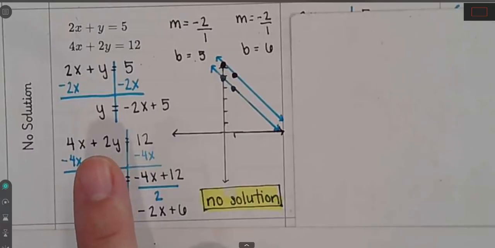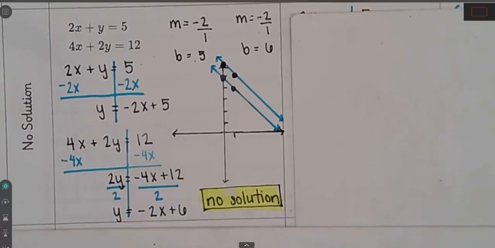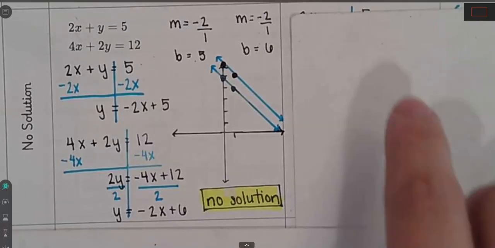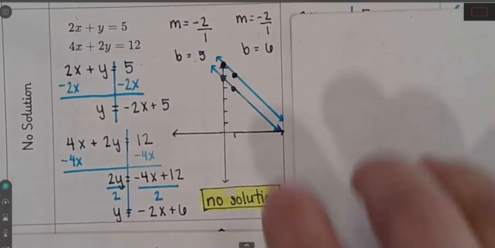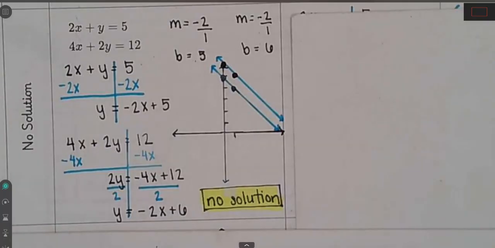Hey, Mia, wait for Carmen to come back. I don't want you guys both out at the same time. So for this one, subtract 4x from both sides. We've got 2y equals negative 4x plus 12. Divide both sides by 2. Y equals negative 2x plus 6. Can you put the pass back? So, parallel lines, the answer is no solution.